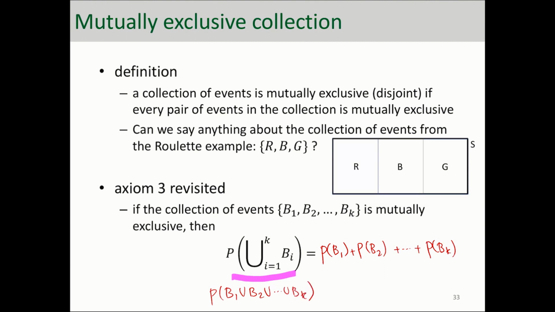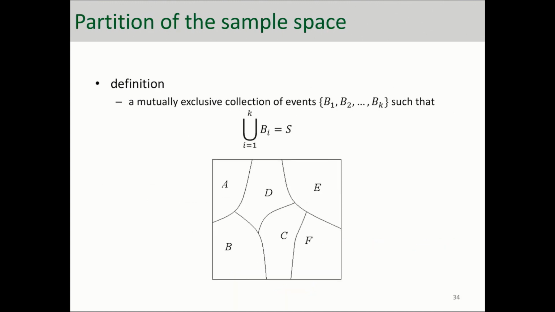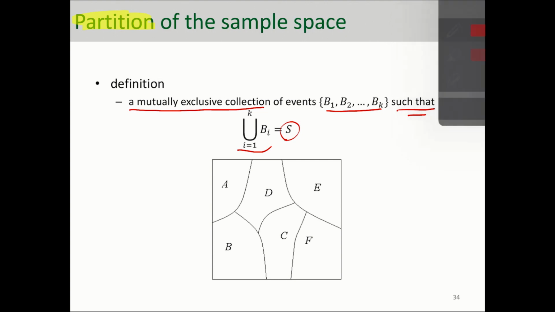A special case for a set of mutually exclusive events is when that set covers the entire sample space. So if we have a mutually exclusive collection of events B1 through BK such that their union is equal to the entire sample space, we call it a partition. They form a partition. That's what you see in this Venn diagram. This A, B, C, D, E, F, they don't have any intersections with each other, and they form the entire sample space, as you can see.